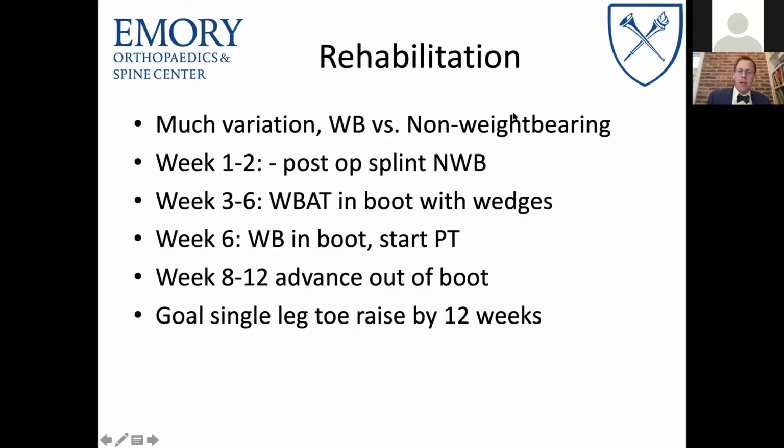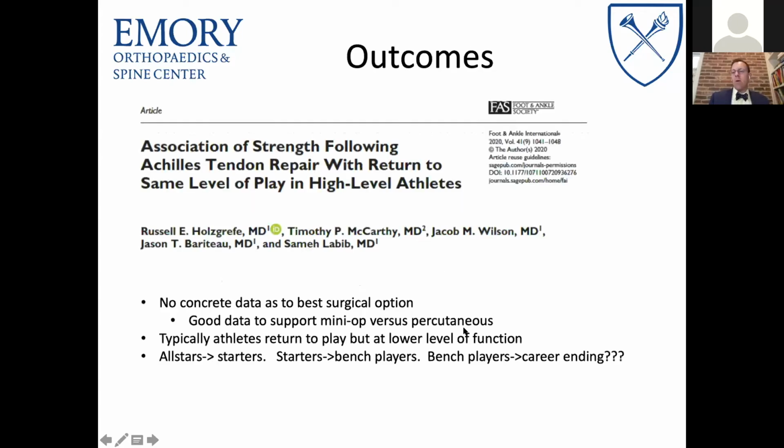Our rehab is similar for both types of patients. You want to get them weight bearing early. For me, it's at the 3-week mark. I get them out of their boot at about 8 weeks, and I want them single-limb toe rising by 12 weeks. But I think the outcomes in athletes are going to be different than non-athletes. We did an interesting study looking at the strength following Achilles tendon repair, and it did correlate that the stronger you can get the tendon, the more likely they are to get back.